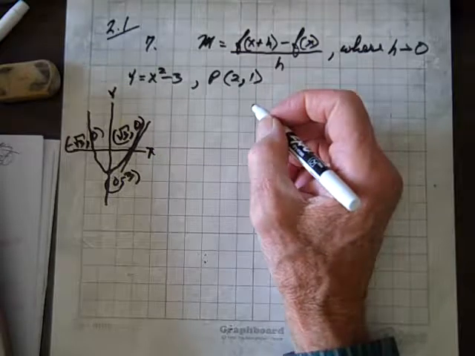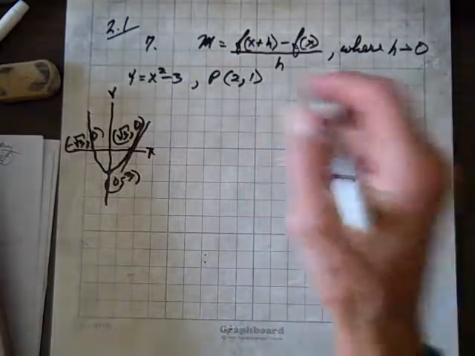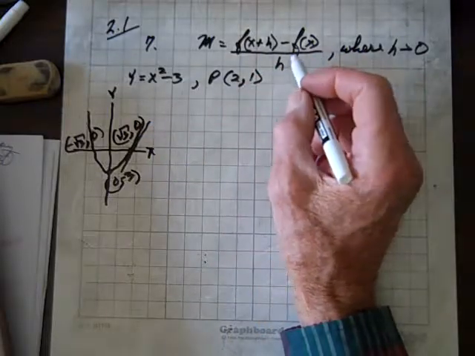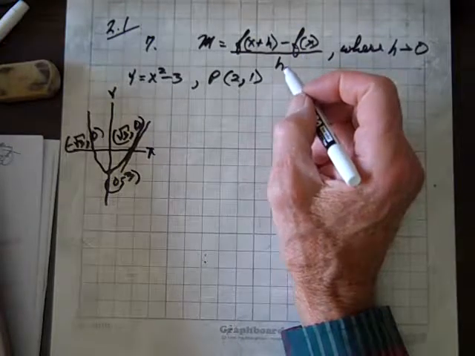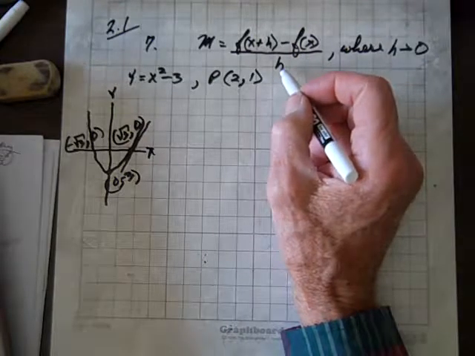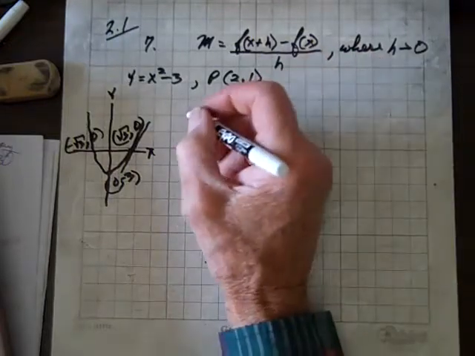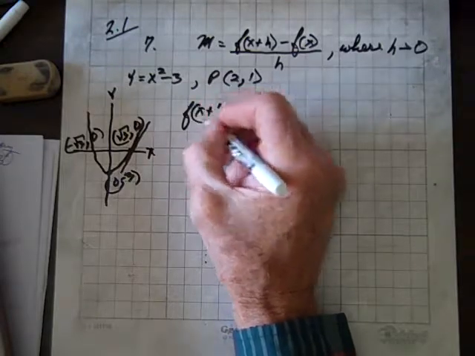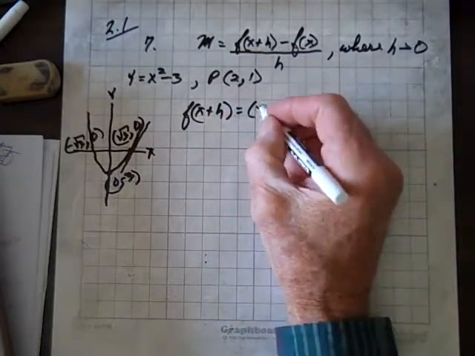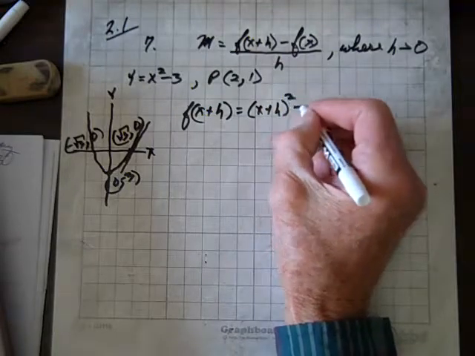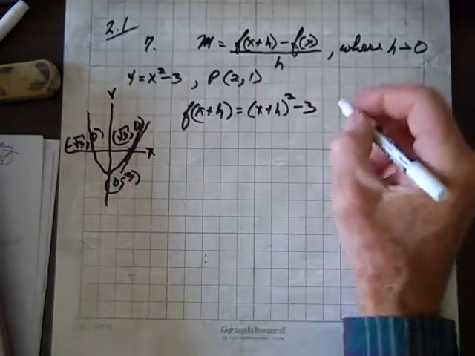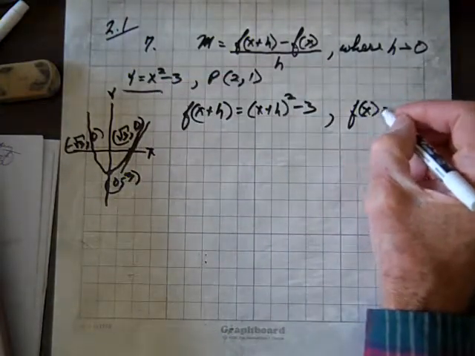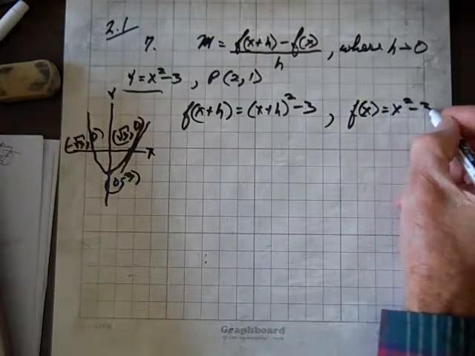The tangent line, excuse me, but what we're going to do is come up with the slope of the secant line, and then see what happens as h approaches 0. So let's go for it. f of x plus h equals (x plus h) squared minus 3, and we already know that, given this here, that f of x equals x squared minus 3.